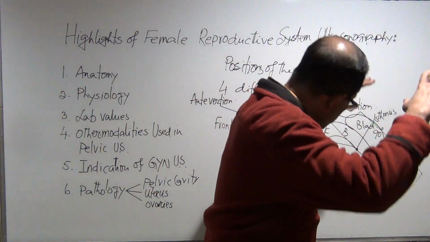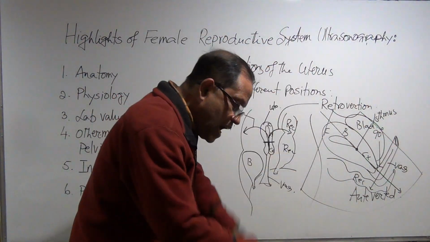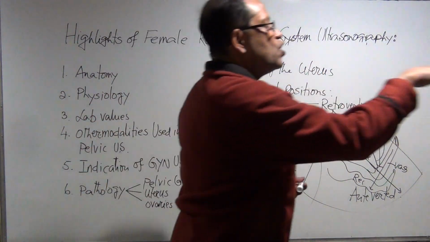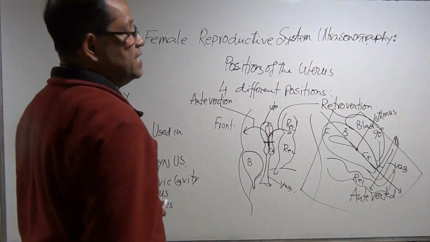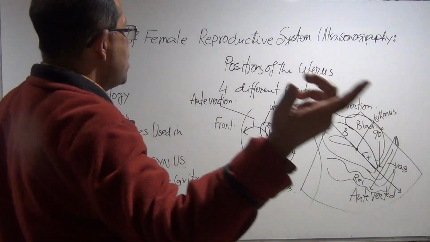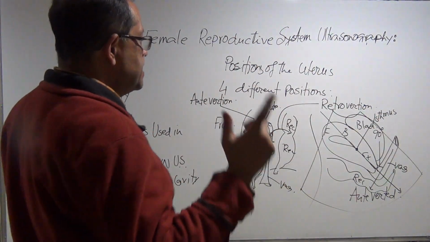Bladder is full, so that it can push the uterus more down. Otherwise uterus will be more onto the bladder. That looks like anti-flex. Okay, so now I will draw the anti-flex.